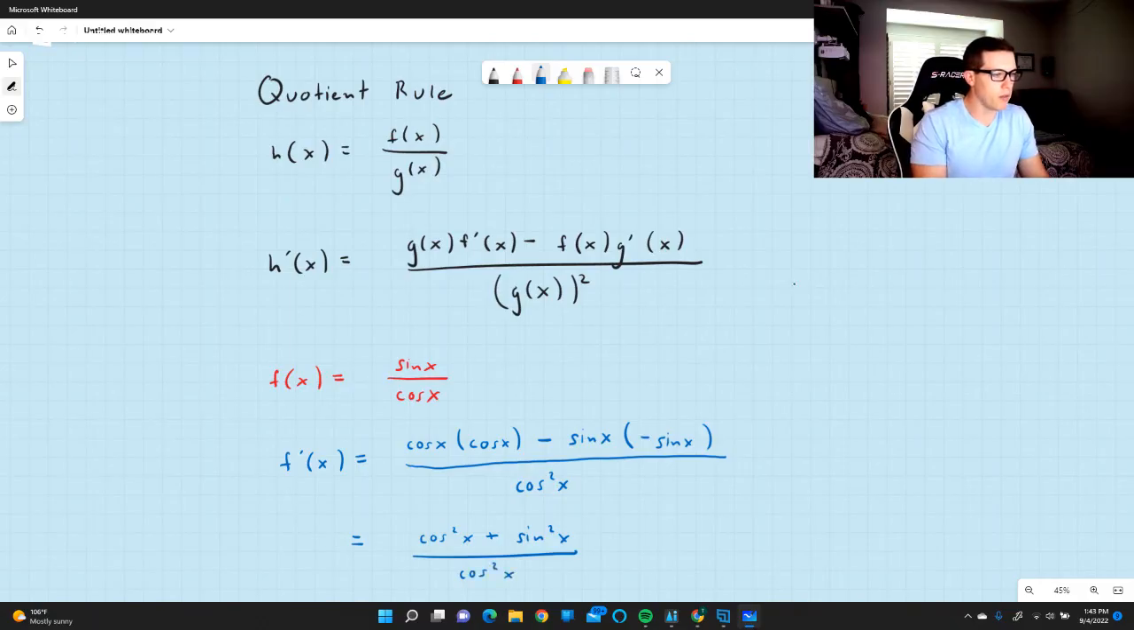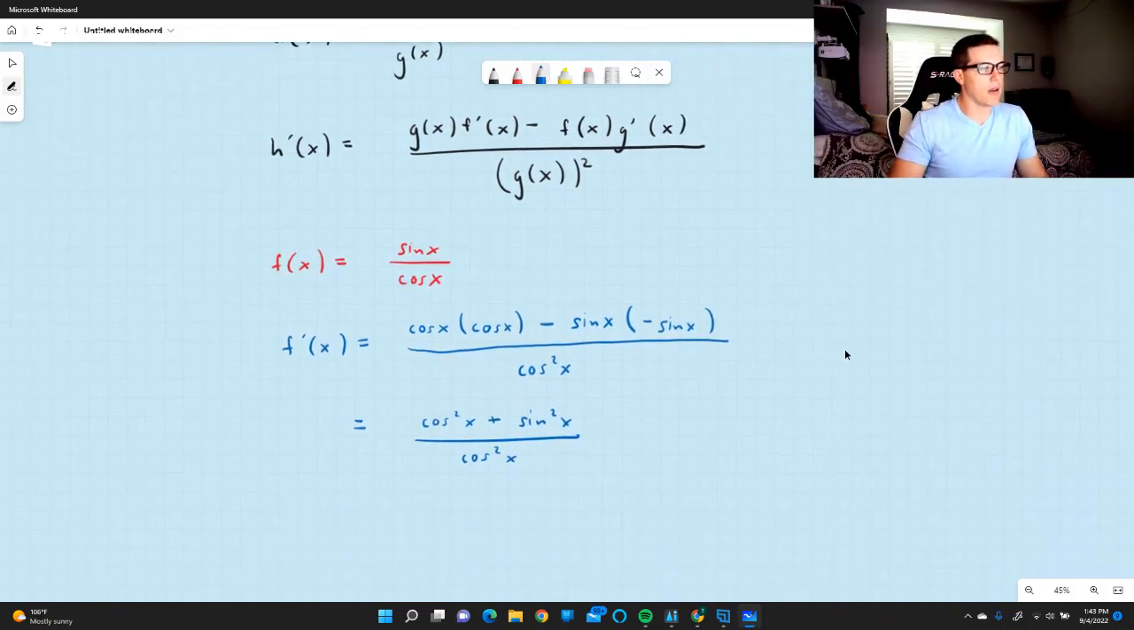Now, don't make a bad mistake and cancel the cosines. You can't do that. Cosine squared plus sine squared, they're attached to each other. They are one term, technically. You can't split them up. Okay, you can't cancel the cosines. If you're confused, why ask me? But you can't do it.